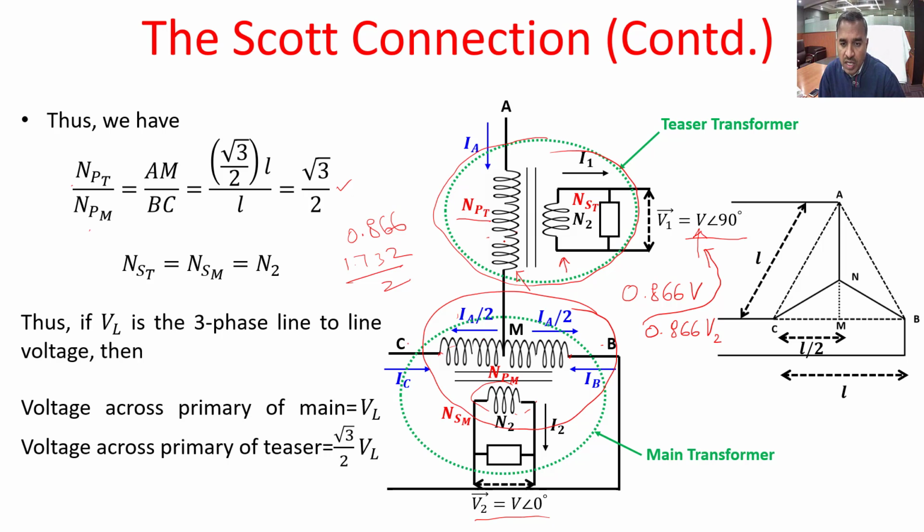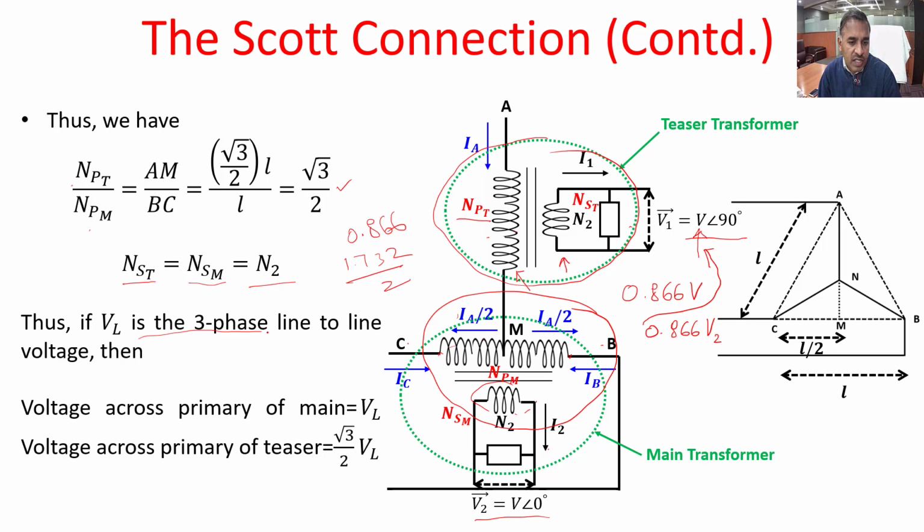So if you have similar transformers with the same turns ratio, then obviously you have to use the 0.866 or 86.6 percent tap at the primary side, so that you will have the same voltage per turn and the same output voltage as that of the main transformer. So this is how the Scott connection has to be done. Here NST, the secondary turns of the teaser transformer, is the same as the secondary turns of the main transformer, equal to N2, let us say.